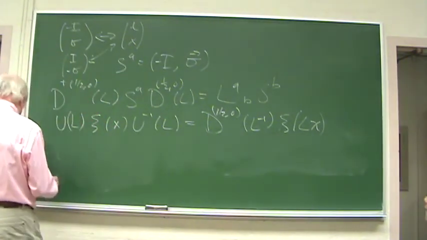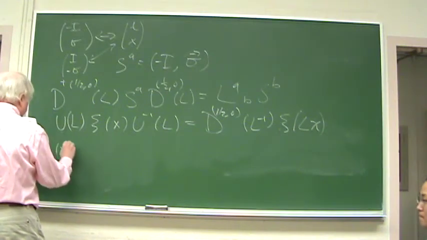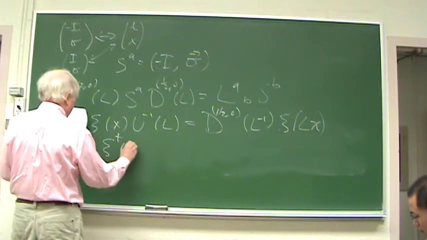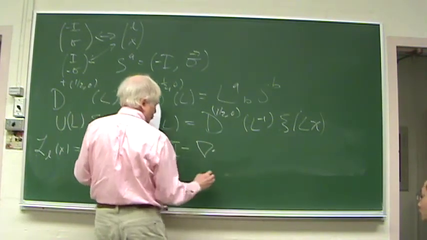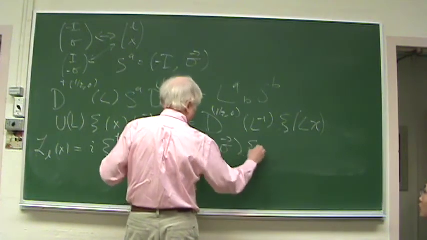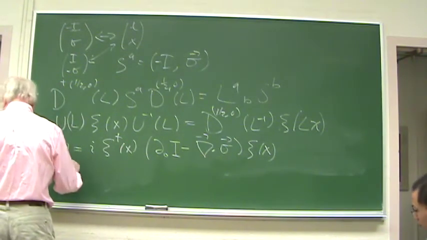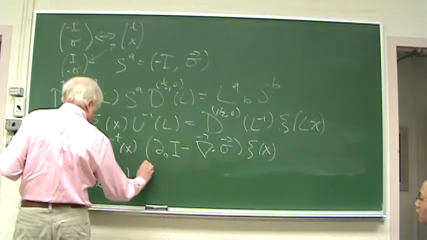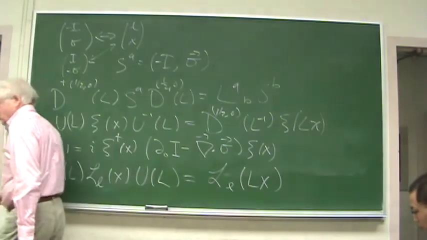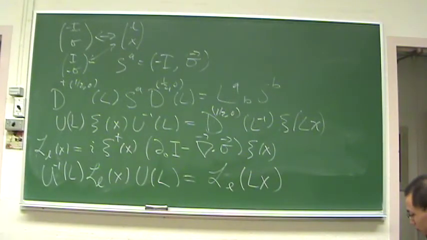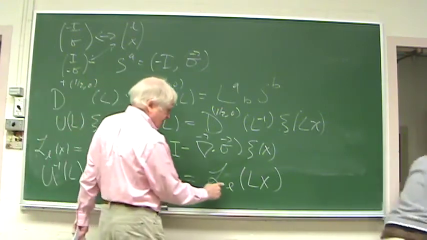Okay, what is the action density? The action density here for the left-handed spinor is i psi dagger of x, times the time derivative d_0 times the 2x2 identity minus grad dot sigma, acting on psi of x. Now, what we want to show is that U inverse of L_L of x, U of L, is equal to L_L of Lx. This is, in the jargon of the trade, said to mean the action density is Lorentz covariant. So it transforms as a scalar. Under the unitary transformation, it turns into L_L of Lx.